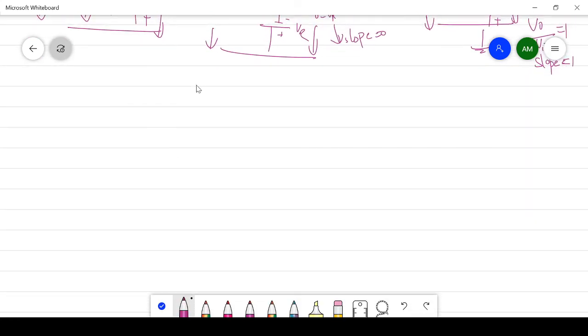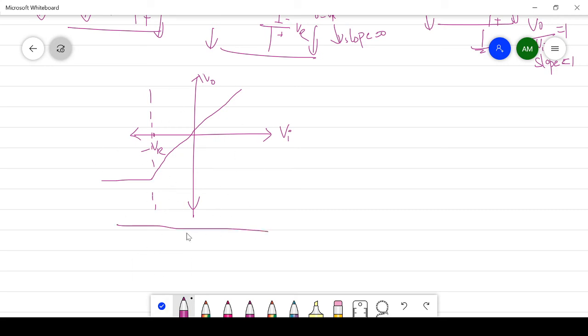From these two equations, we can draw the transfer characteristic curve between the input voltage and output voltage. Here this is the negative reference voltage, minus Vr. Below the reference voltage the slope is 0, and above the reference voltage the slope is 1. So this is the transfer characteristic curve.